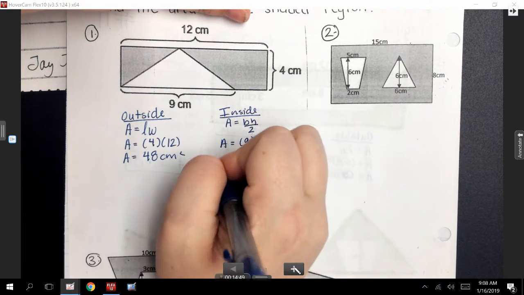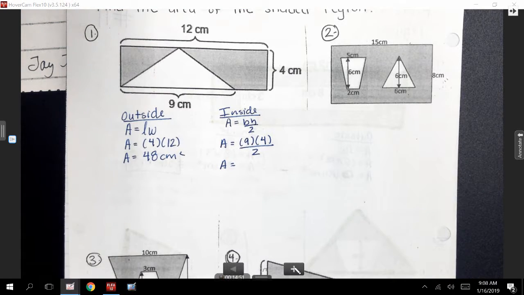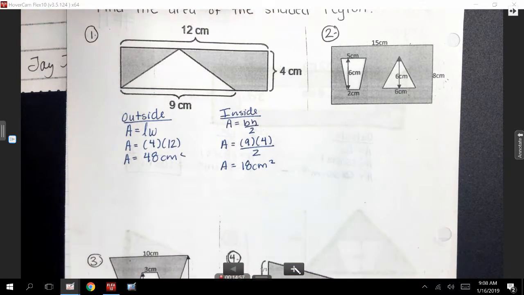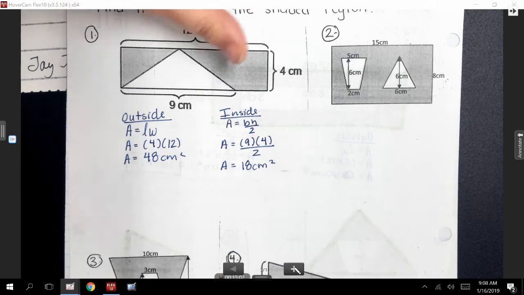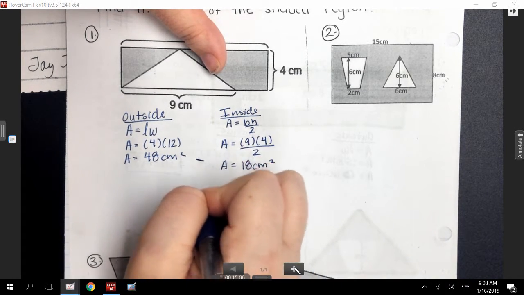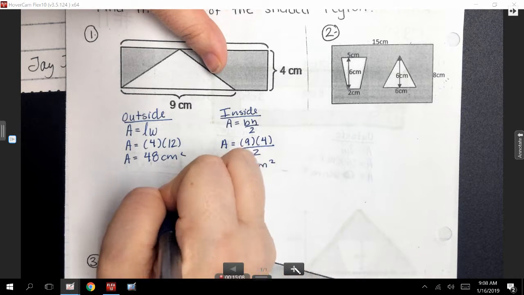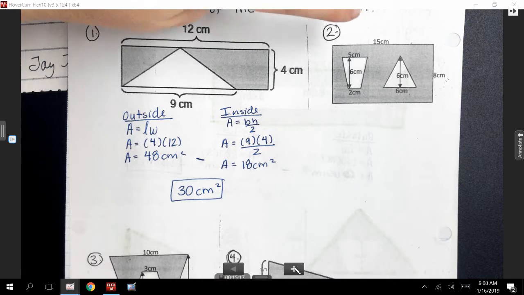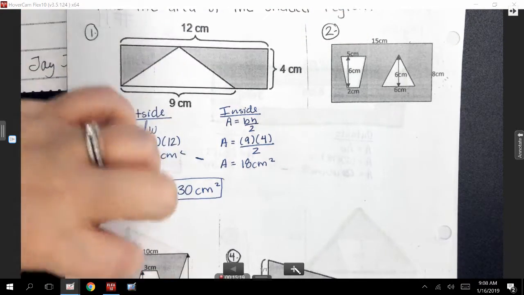So what is my area for my triangle, Alexandra? 18 centimeters squared. And then what do I need to do with those two formulas now? Chandler. Subtract them. So 48 minus 18 gives me 30 centimeters squared. Okay? Do you have any questions about these? All right, I'm going to send out the answers to numbers 2 and 3 tonight.